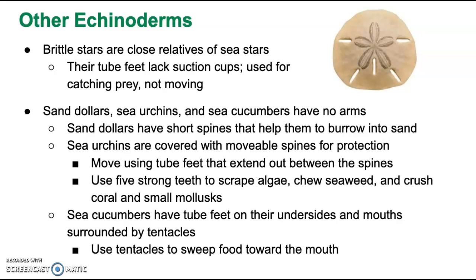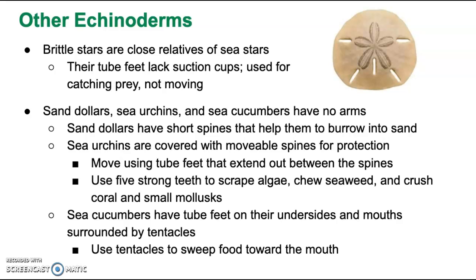Other echinoderms include the brittle stars, like you saw on the other screen. They're very close relatives of the sea star. They just, instead of having tube feet with suction cups, have tube feet that they use for catching prey. They're not helpful in moving. Those brittle stars have thinner appendages, thinner legs or arms, than regular sea stars do.